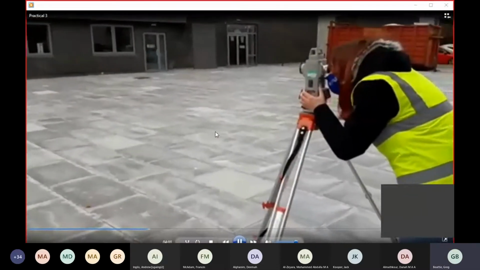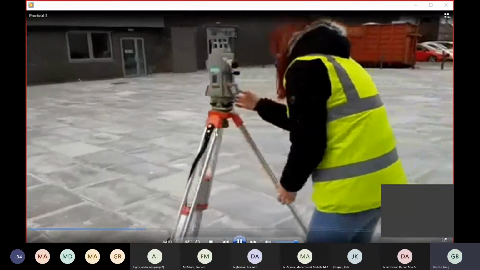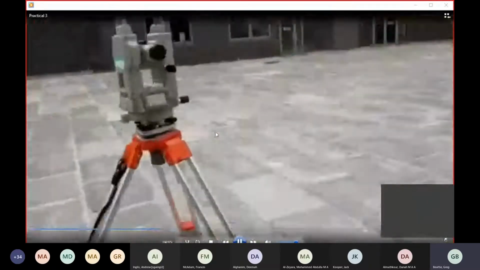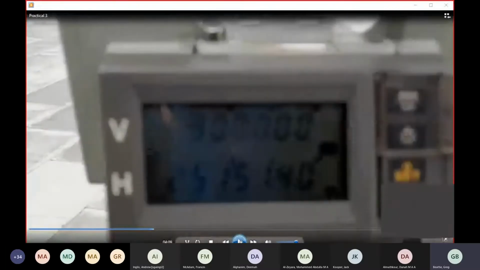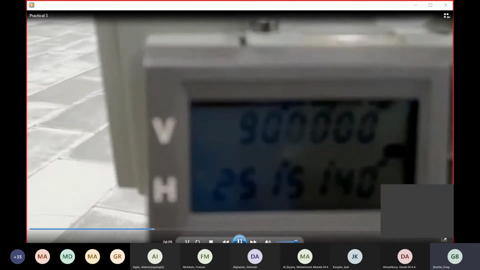Okay, this is not the most mind-blowing video because it's very repetitive, but it gives you an idea of what we're doing. I've tried to zoom in on these as best we can. I've checked them all, they are readable, but you'll have to pause the video when you go back on. So again, the angle is 360 minus 251 degrees, 51 minutes, 40 seconds. So that's the first reading from that one.